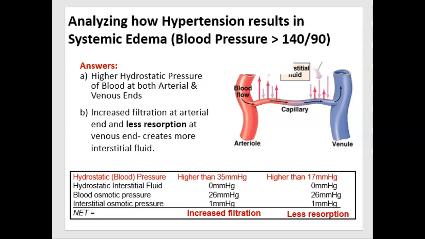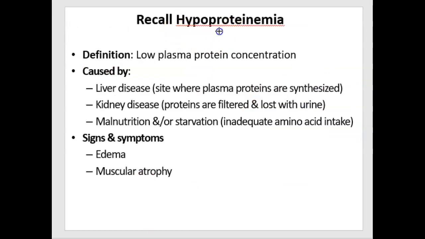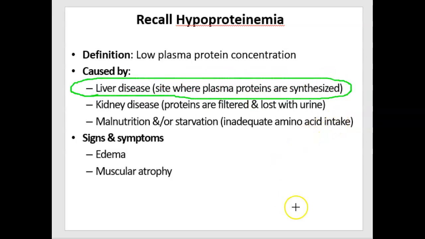Now let's look at the second disorder, malnutrition, specifically hypoproteinemia, which refers to low protein in the blood. Now, why would there be low protein in the blood? It can be due to liver disease, because remember, that's the site where many plasma proteins are synthesized, including clotting factors, albumin, everything. There's a lot of things made in the liver. Or it could be due to kidney disease, where the kidneys are filtering out the protein. The protein's going into the urine.